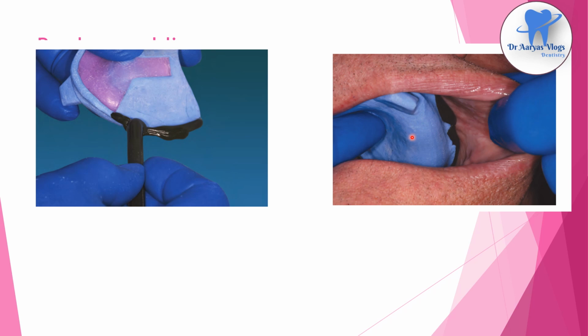While the material is still softened, the border molding movements are completed. When removing from mouth, if the impression tray shows through the border molding material, the tray was insufficiently reduced. So any border molding material should be removed. Tray is further reduced and the border molding procedure is repeated.